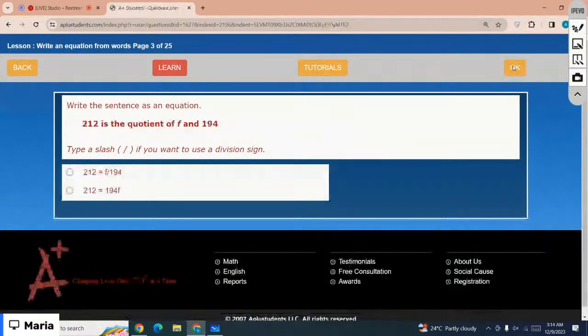Write the sentence as an equation. Quotient, means when you divide, you have the answer, right? 112 is the quotient of f and 194. That means you divided f by 194 and the answer you have is 212, right? So when you divide f by 194, the quotient is 212. Option number one is the correct option. That is 212 equals f over 194.